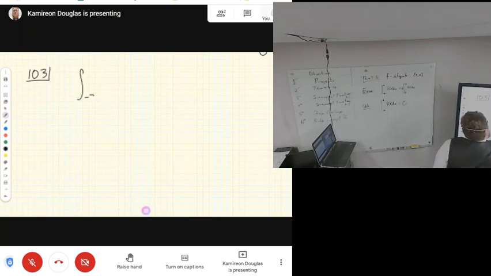Integral from -2 to +2 of x squared times x squared plus 1. Yes.